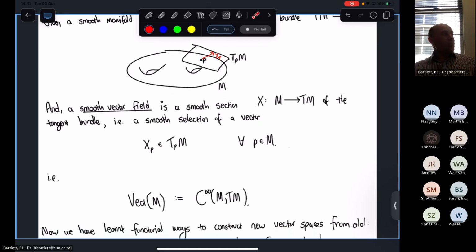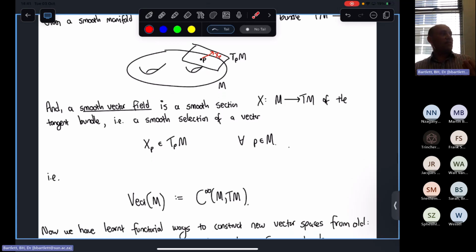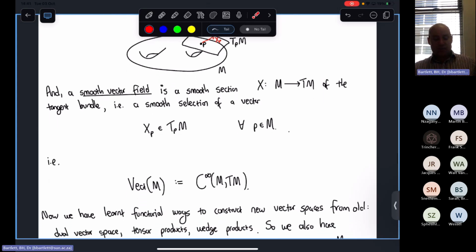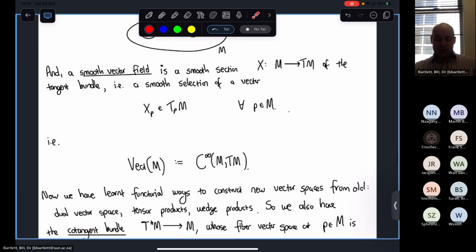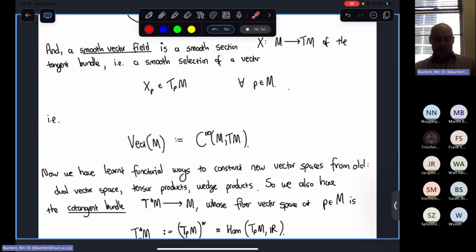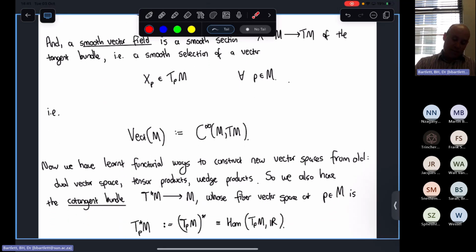But now what we've done is we've learned some functorial ways to construct new vector spaces from old: the dual vector space, tensor products, wedge products. Whenever you have some new construction that you can apply to a vector space, you could also apply it to a bundle of vector spaces by just applying it to each vector space in the bundle. So since we have the tangent bundle, we also have the cotangent bundle, whose fiber vector space at a point P is defined to be the dual of the tangent space at that point.